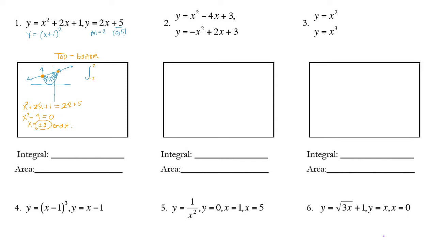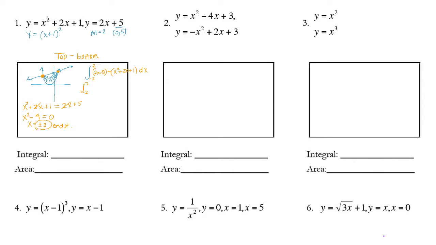And then we're going to talk about the top function. Well, my top function is the line, 2x plus 5. So top function minus the bottom function. And this is where people tend to miss their signs here, and I understand why. So be super, super careful here. And so there's the setup to find the area. So we would integrate from -2 to 2.